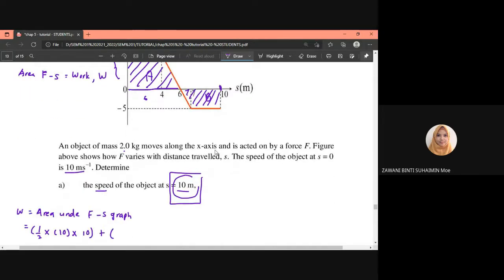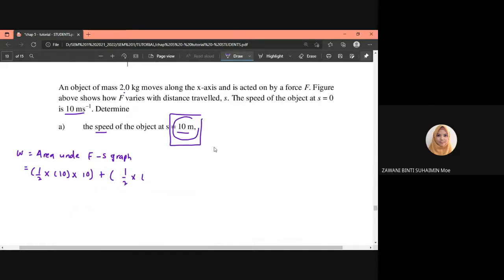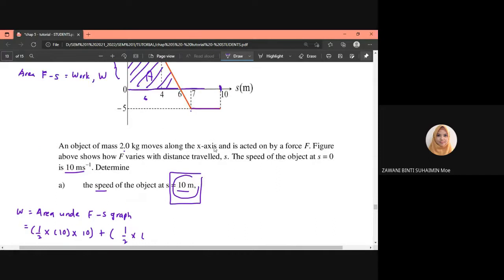So tambah area kedua. Okay, 1/2 darab dengan parallel side dia adalah berapa tu? 10 minus 6, so 10 minus 7. Sekejap, saya padam sikit. Okay, so dekat sini adalah 10 minus 7, so dia adalah 3. Tambah dengan 10 minus 6, 4. So maksudnya dekat sini 7 lah. Okay, parallel side dia, summation of parallel side.